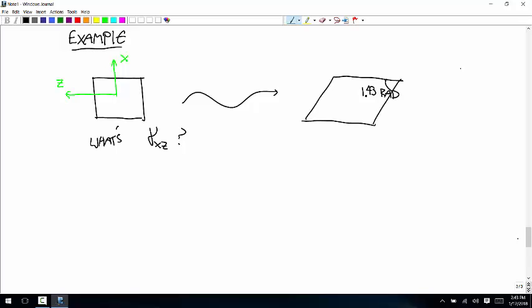To calculate this, you're going to take pi over 2 and subtract some angle. But the angle that's given there isn't the angle we want. The angle we want is between the positive x and positive z faces. So we want this one. Right? This is theta xz.